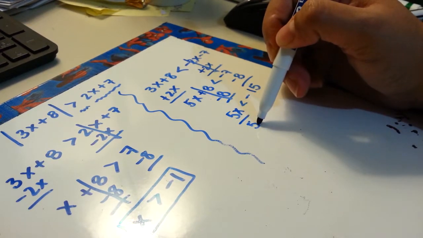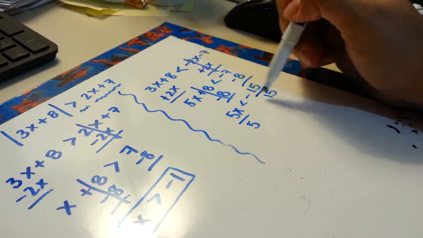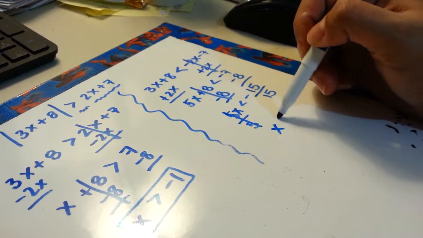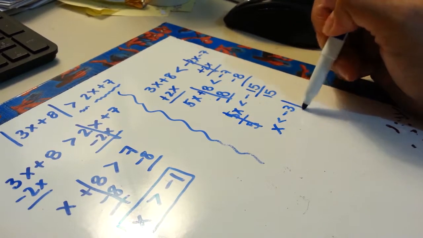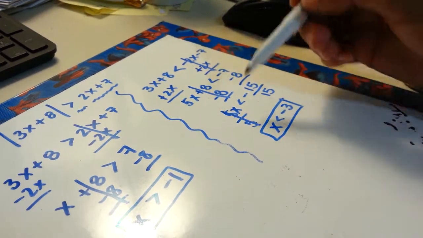Now notice that this time I'm dividing by a positive 5. So my sign is not going to change. So I have x is less than negative 3. And this is the other answer.